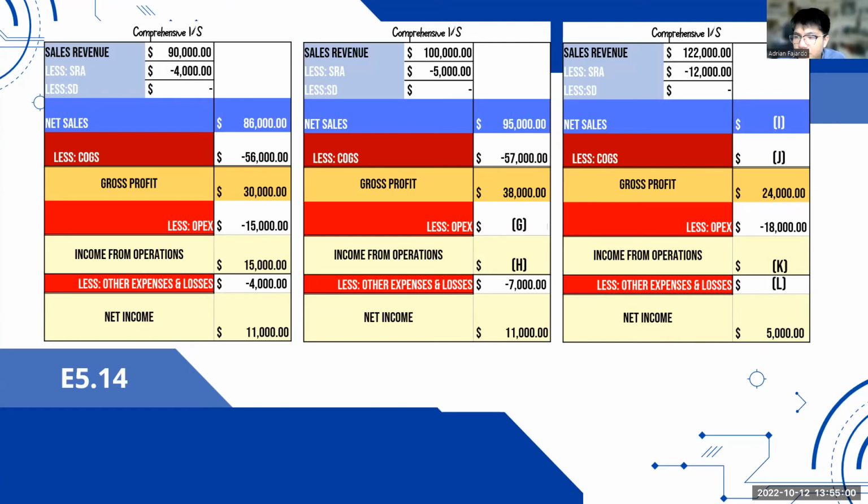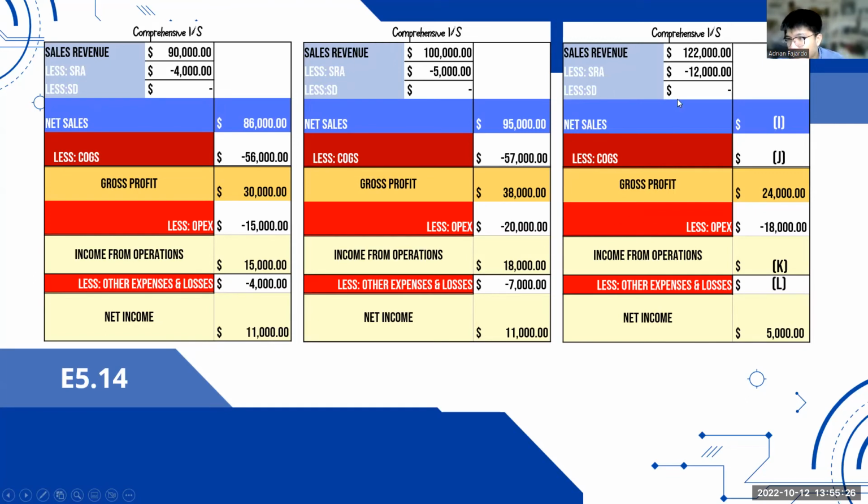And then here, dito yung medyo mahirap na part. We can't solve for OPEX yet, but what we can solve is for income from operations of 18,000, which is basically net income of 11,000 plus the 7,000 other expense losses so that we can get our income from operations. Now that we have our income from operations, 38 minus 18 will give us the operating expense of 20,000.